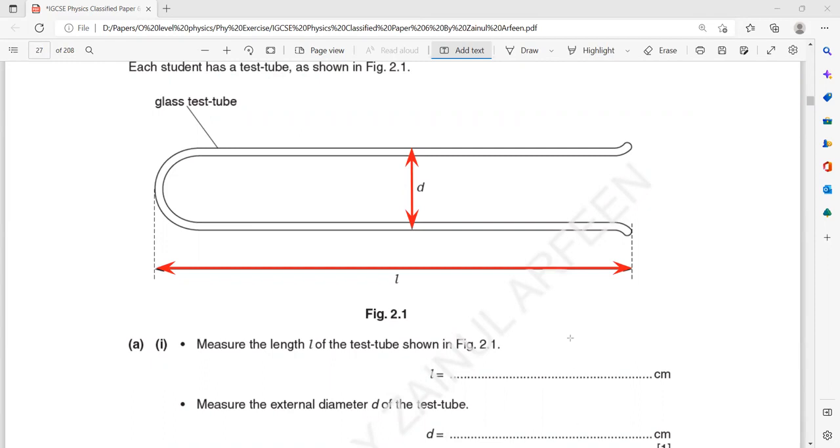Your length might be different from the actual value because of the paper size. In the exam, you don't have A4, so your paper size will have a different width as compared to the exam paper. That's why when you measure the length, it may not match with the marking scheme. So what is the length of this test tube? Using a scale or a ruler, measure this.